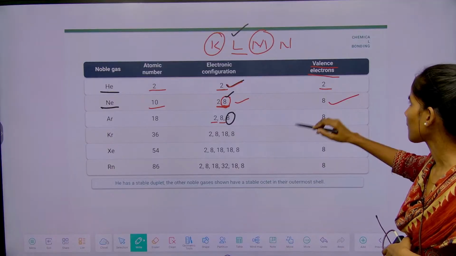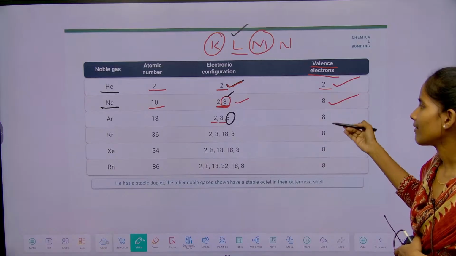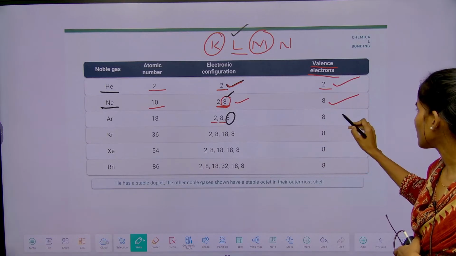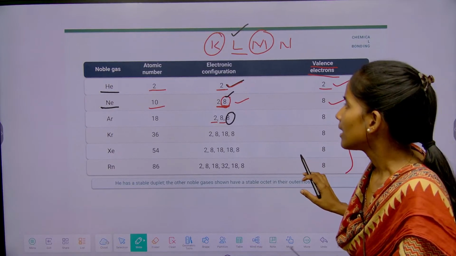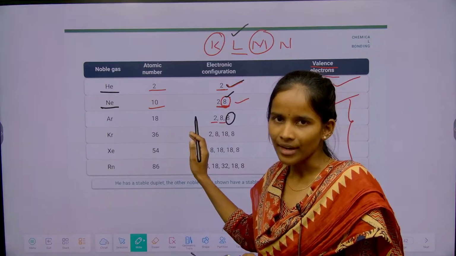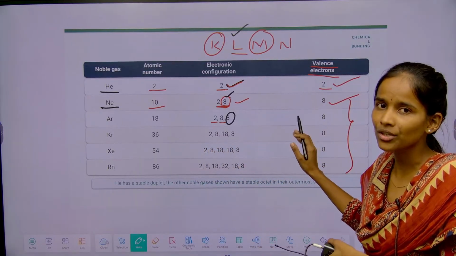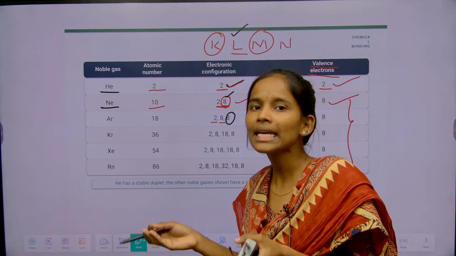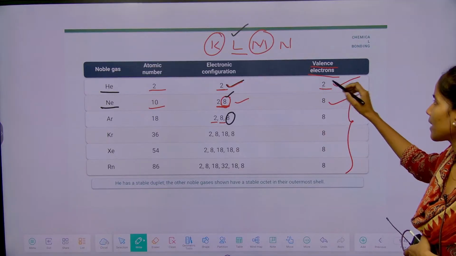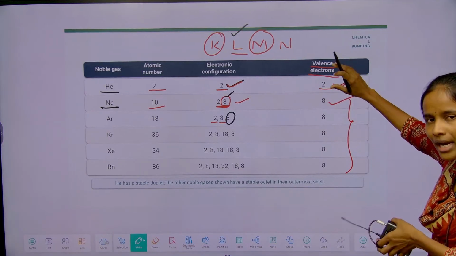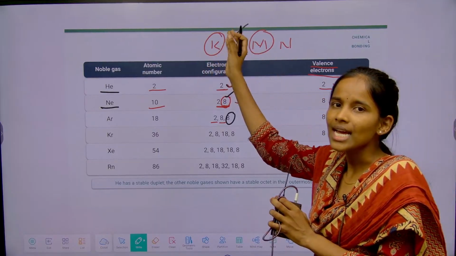If you observe, helium has 2 valence electrons. Neon, argon, krypton, xenon and radon all have 8 electrons in their valence shell. Before this slide I told you that they have a sufficient number of electrons, and that is why they generally do not form chemical bonds with other atoms. Helium has 2 electrons, which is sufficient for it, so generally it will not react with other atoms.